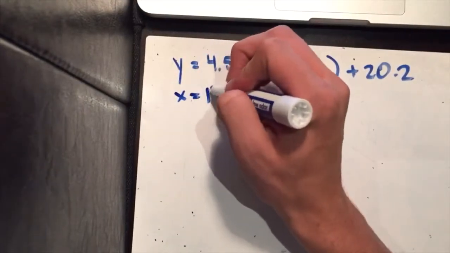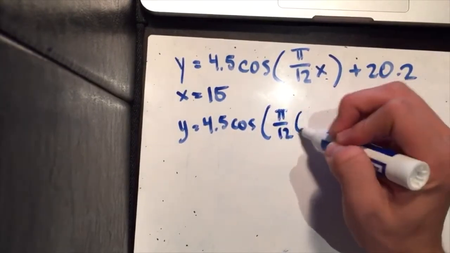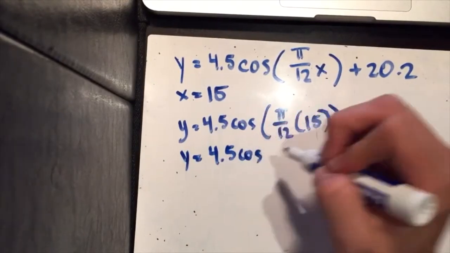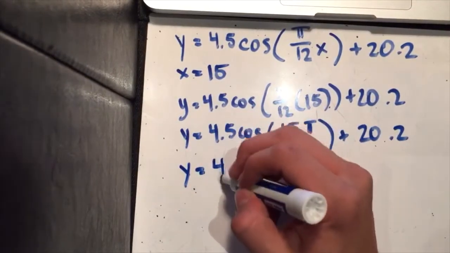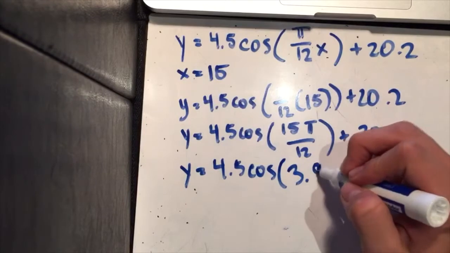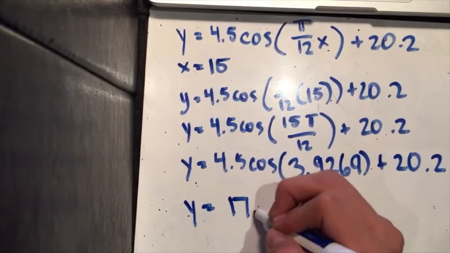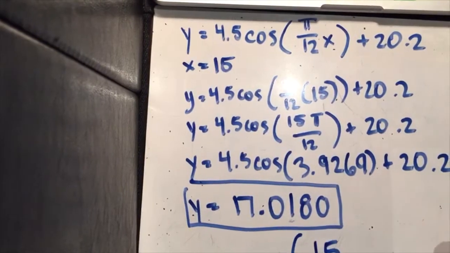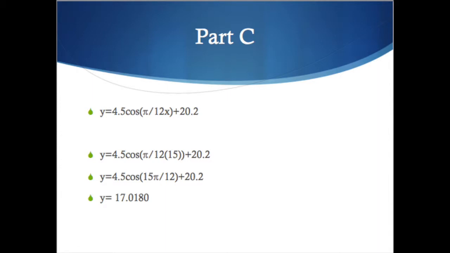y equals 4.5 cos(pi over 12 x) plus 20.2. y equals 4.5 cos(pi over 12 multiplied by 15) plus 20.2. y equals 4.5 cos(15 pi over 12) plus 20.2. y is equal to 4.5 cos times 3.9269 plus 20.2. y is then equal to 17.0180.